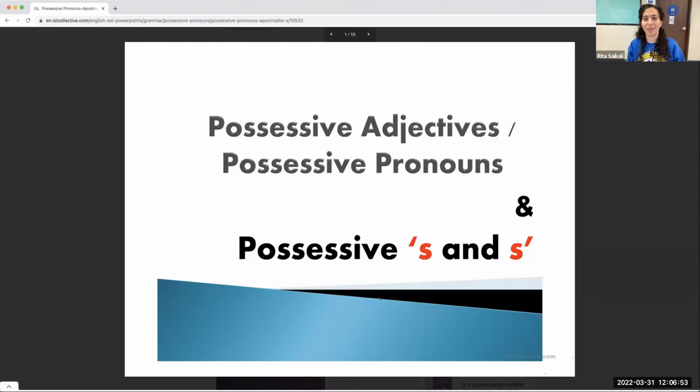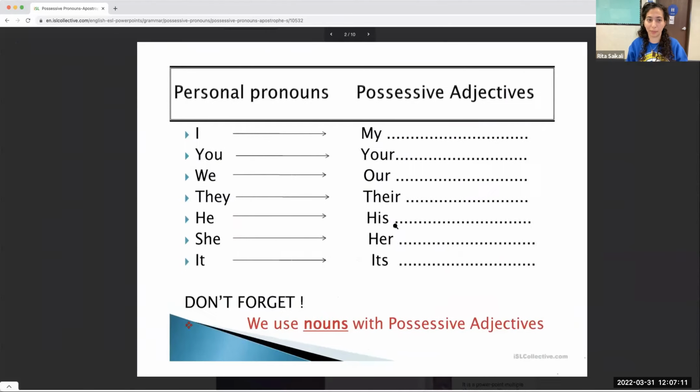So in this lecture, if you're here, we're going to be talking about possessive adjectives and possessive pronouns, as well as adding the apostrophe and S. So that's kind of what we're going to be talking about today. All right, or I hope.